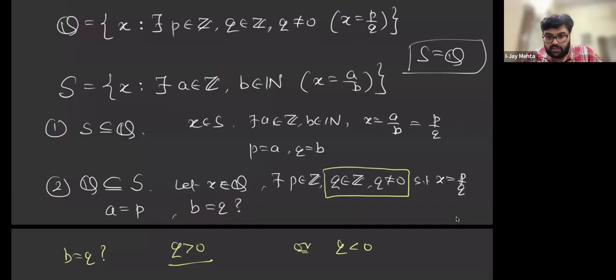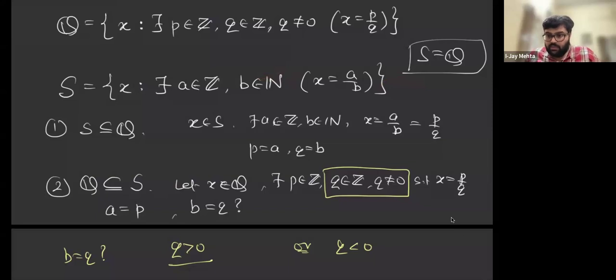How many of you are clear with this? Those who are clear, good. So if Q is positive, I don't have to worry. I can just take A equals P and B equals Q, and I express this as A by B, and B is a natural number. Done.